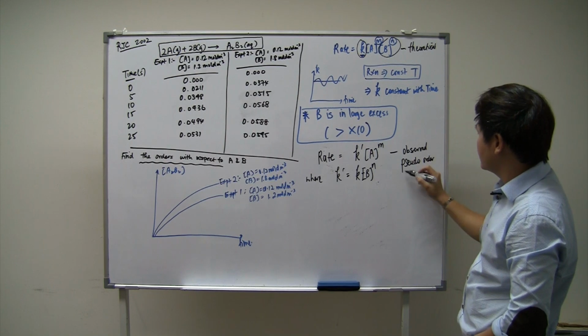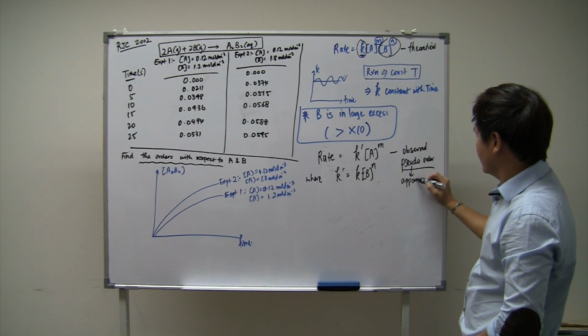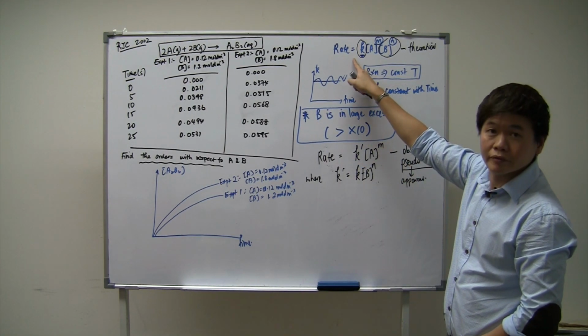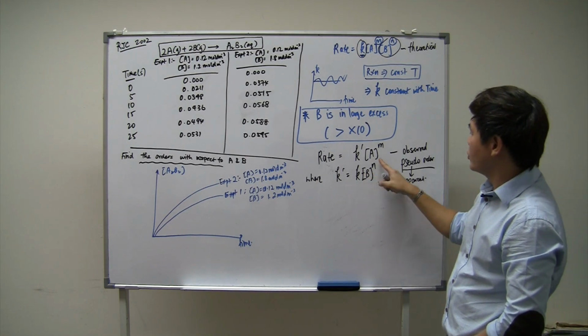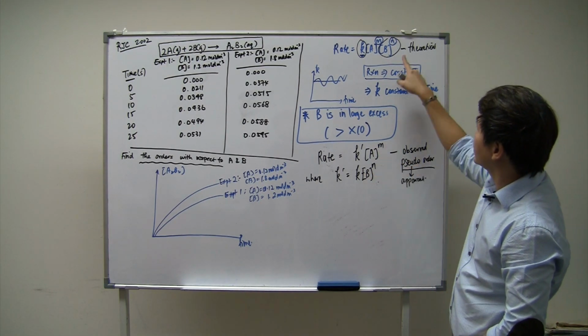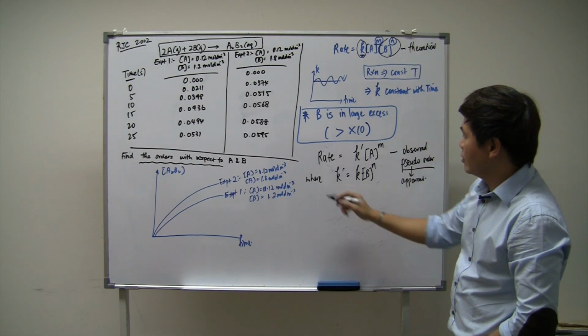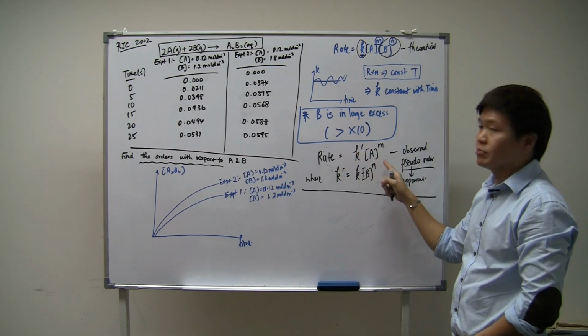In English, pseudo means apparent. Apparent means it looks like this, but actually it's not like this. Actually it's like this, right? So this is the meaning of pseudo. Pseudo is when what you observe is different from what you actually have theoretically. Now let's assume that today we do B in large excess, the rate equation becomes like that, right?